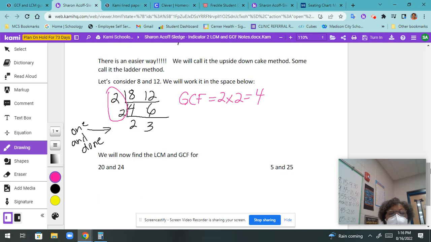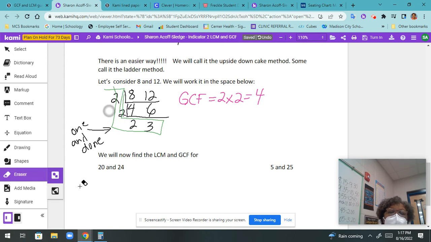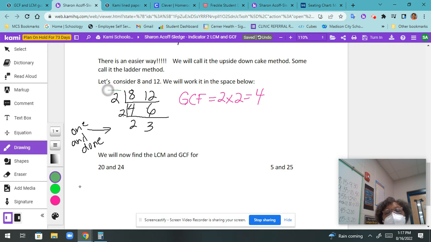Now, LCM, think L. So LCM starts with L. So we want to draw a big box L here on the outside. Oh, wait a minute. Let me do a little erasing. I look a little crazy. So my GCF are my 2 numbers here, and then I draw my big box L.